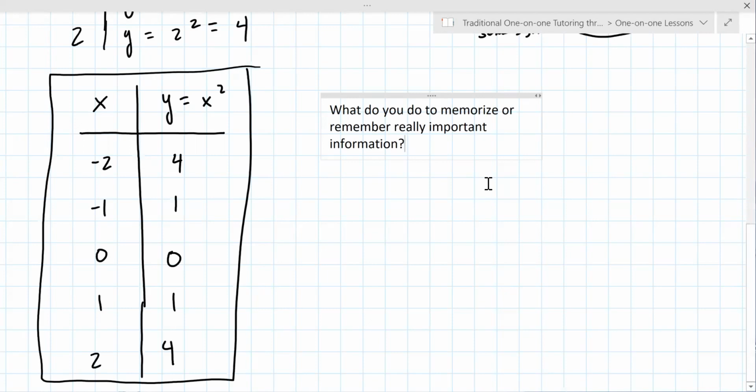What question have I been asking you now twice? That's what to do to memorize or remember really important information? Yes, I'm asking more generally, like sometimes people want to know their blood type or their address or their phone number or the directions home. What do you do to remember stuff that's important?